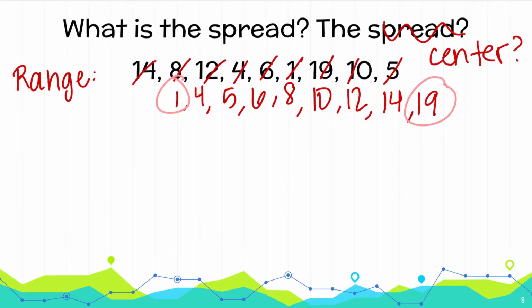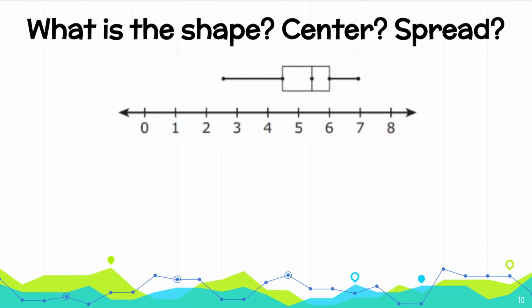So if I have my minimum value of 1 and my maximum value of 19, then my spread here will be 19 minus 1, so the range is 18. That means that this data set is spread out 18 values, or 18 kind of quantities.